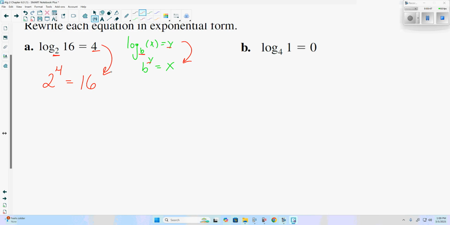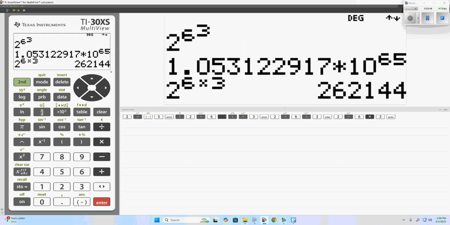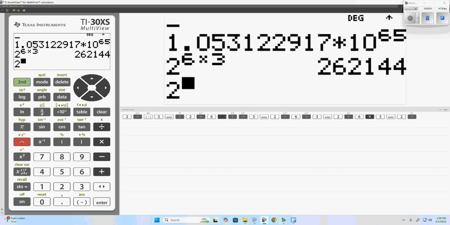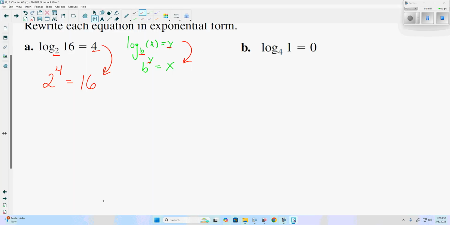Now the nice thing about exponential form is we can check this. 2 to the 4th power is, so is 2 to the 4th equal to 16? Yes, that is a true statement, so we did have it right. Let's look at the next one.